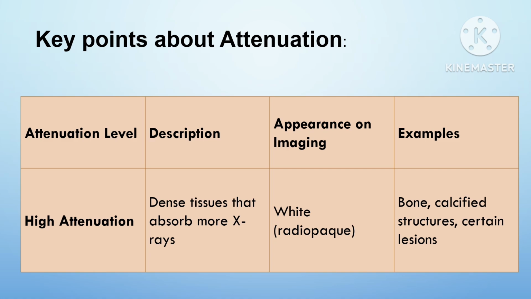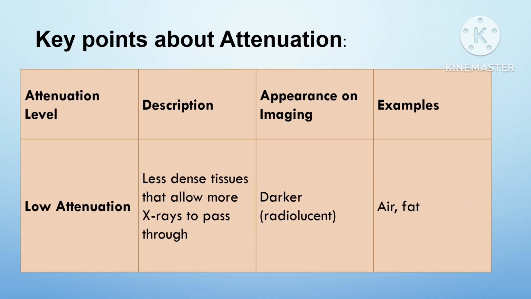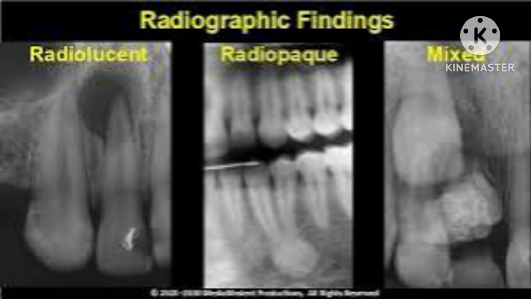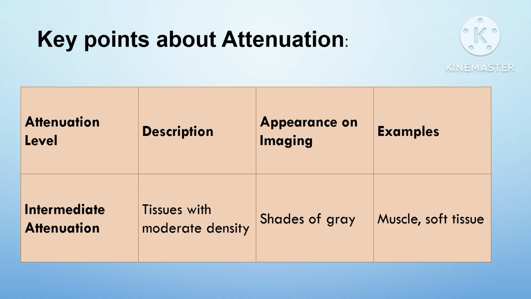In high attenuation, tissues that are dense, such as bone, absorb more X-rays and appear white, that is radiopaque, on the image. Examples include calcified structures and certain other lesions. Tissues that are less dense, like hair or fat, allow more X-rays to pass through, appearing darker, that is radiolucent, and they are said to have low attenuation. In between these two are tissues such as muscle and soft tissue. They provide a moderate level of attenuation, resulting in shades of gray on the radiograph. These lesions are said to have intermediate attenuation.